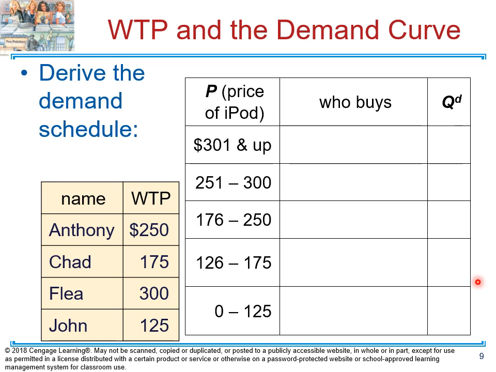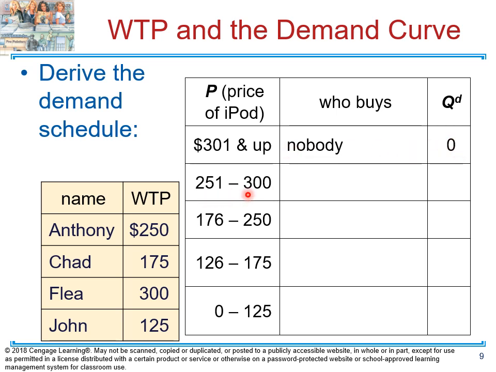Okay, so at a price range of $301 and up, who buys the good? Nobody buys the good, right? Because the highest willingness to pay is from Flea, who is willing to pay as much as $300. $301 is higher than that. So the quantity demanded is 0.